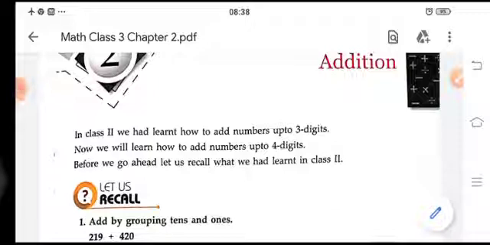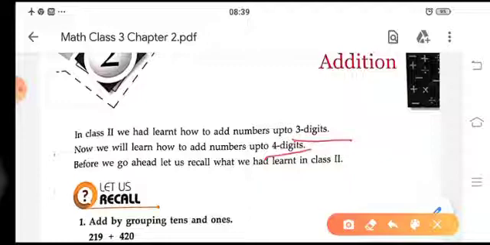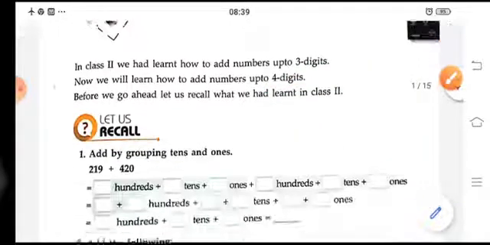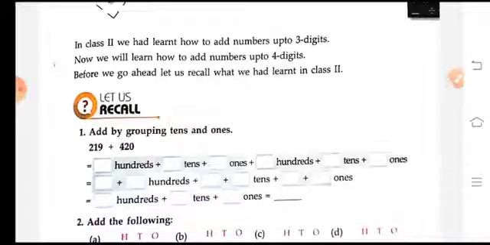Today in this session we are going to start addition: how to add numbers. Okay, children, you must have learned in your class 2 how to add three-digit numbers. But in this class, children, we are going to learn how to add four-digit numbers. Before we start, let's take a quick recall of what we had learned in class 2. We had learned about the addition of numbers by grouping tens and ones.